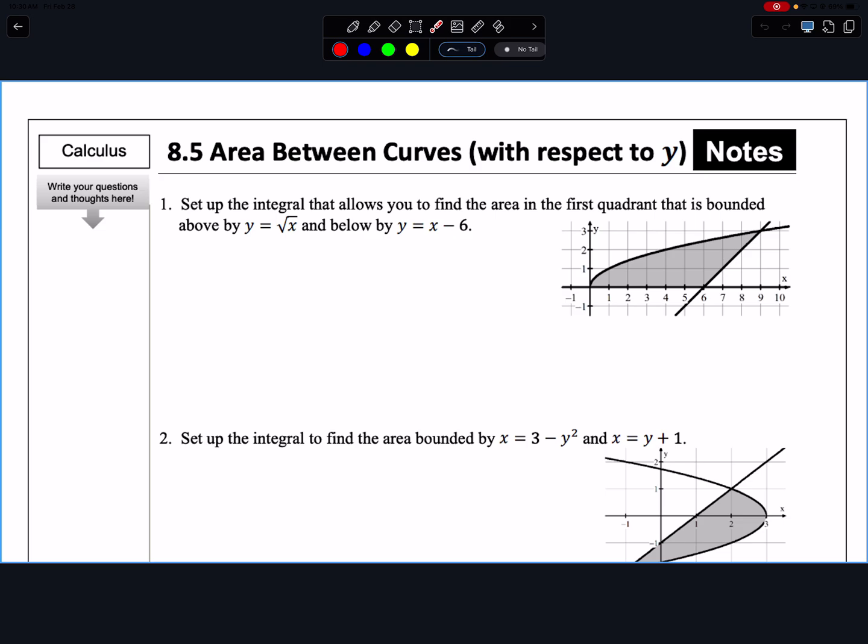Okay. So now this is just an alternate way to do these problems, because sometimes it's actually easier to set them up with respect to y.